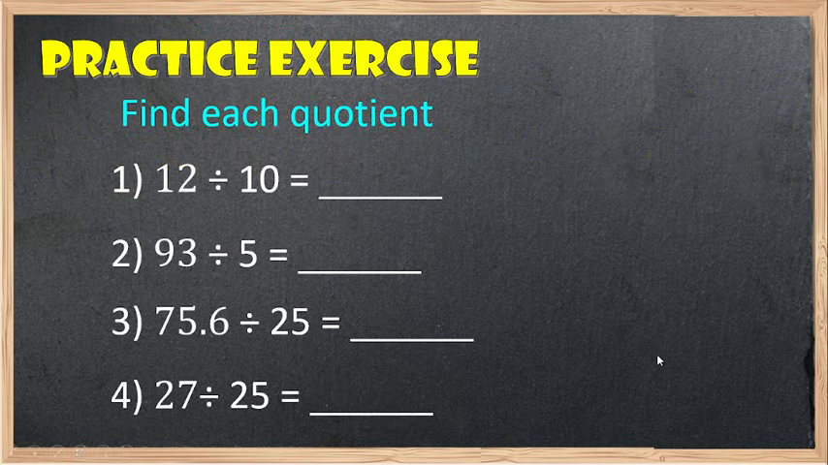So for practicing your skills, try to answer, find each quotient. Number 1, 12 divided by 10. Number 2, 93 divided by 5. Number 3, 75 and 6 tenths divided by 25. And number 4 is 27 divided by 5.